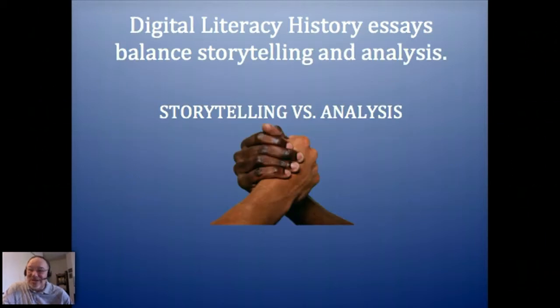The organization for this assignment is challenging because you have two competing rhetorical goals. One is to tell a story about your participant's acquisition of digital literacy. Two is to analyze the factors that impacted that acquisition. Your storytelling and analyzing sometimes happen within the same paragraph.